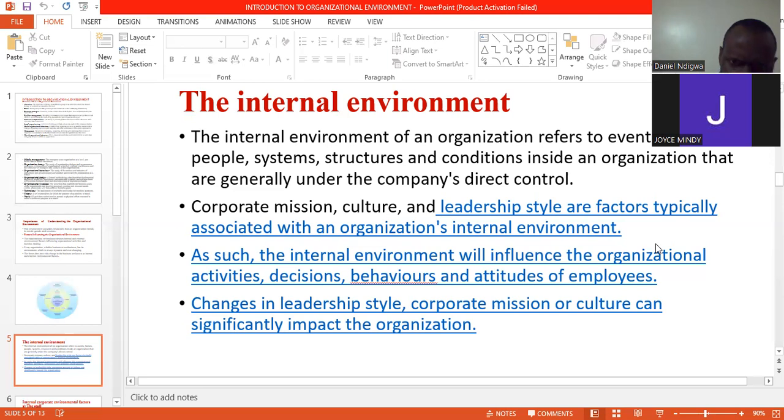Culture. And culture here, we are talking about the way of life, a pattern of behavior that has been there over a period of time.